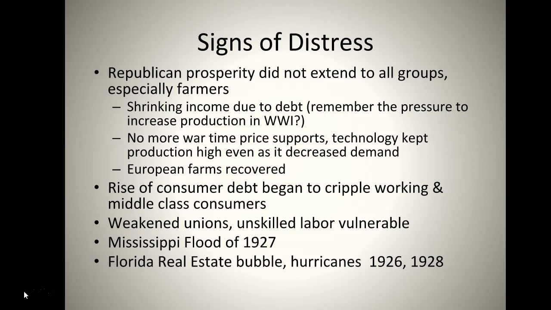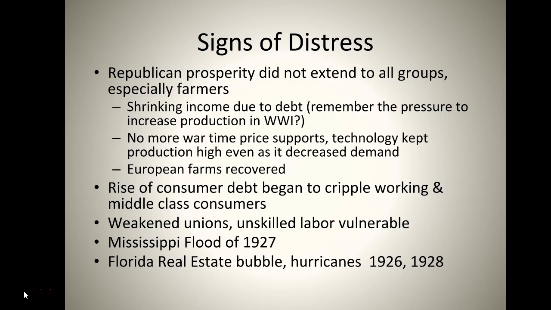We do see some signs of distress. The Republican prosperity does not extend to all groups, primarily farmers. They're really, really hurting by the end of the 1920s. But also a great many of your industry workers, your coal miners, those kinds of people, are still struggling. We're going to see that overall by 1928, 1929, the average American is going to see their income shrinking due to debt. People have borrowed money to buy cars, to buy radios, to buy refrigerators. And, of course, this was all well and good in 1925 when we wanted to encourage Americans to consume what American businesses were producing. But by 1929, people don't have any more money they can borrow against.